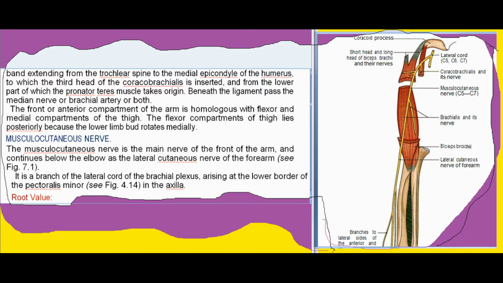The flexor compartment of the thigh lies posteriorly because the lower limb bud rotates medially. Musculocutaneous nerve. The musculocutaneous nerve is the main nerve of the front of the arm, and continues below the elbow as the lateral cutaneous nerve of the forearm, see Fig 7.1. It is a branch of the lateral cord of the brachial plexus, arising at the lower border of the pectoralis minor, see Fig 4.14, in the axilla.